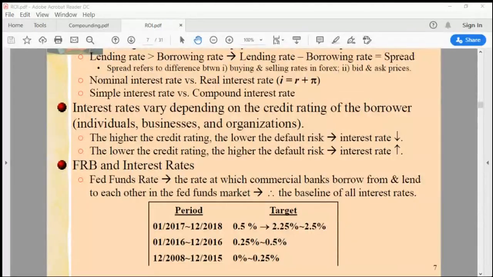Hi, welcome back to the continuing lecture in return on investment and macroeconomics. In our last video, we discussed what the Fed funds rate is, and how it works.